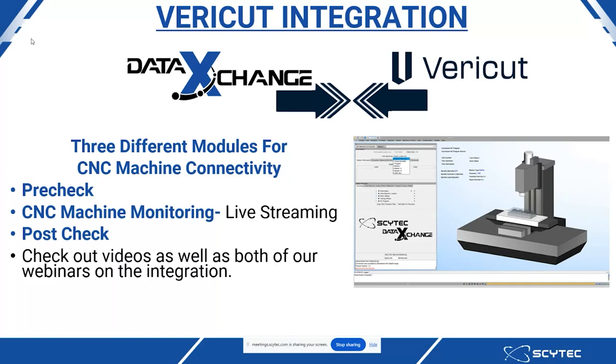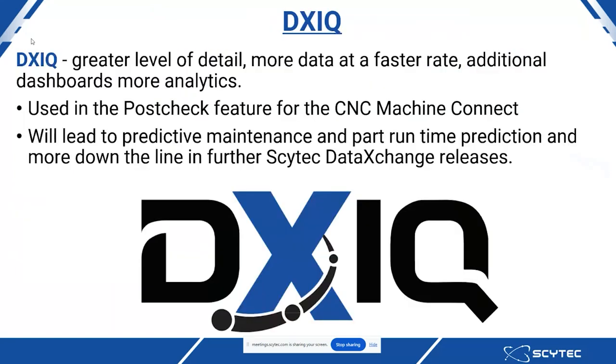So if you are working inside of aerospace and you more than likely already have Vericut, please check out some of these other webinars and inquire with us about how you can do a demonstration of this. For those of you that were out at Eastec, Vericut was right across the aisle from us, so maybe you got to see a demonstration of CNC machine connectivity while you were out there.